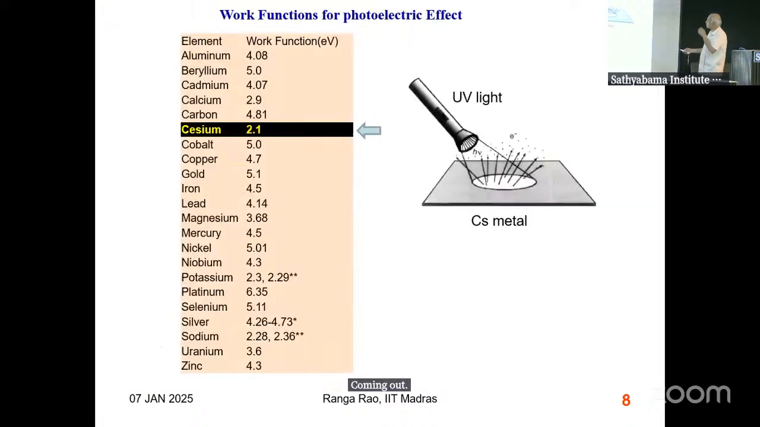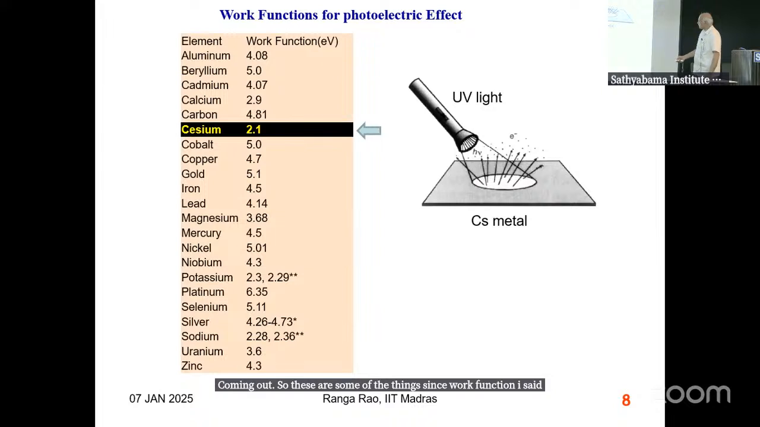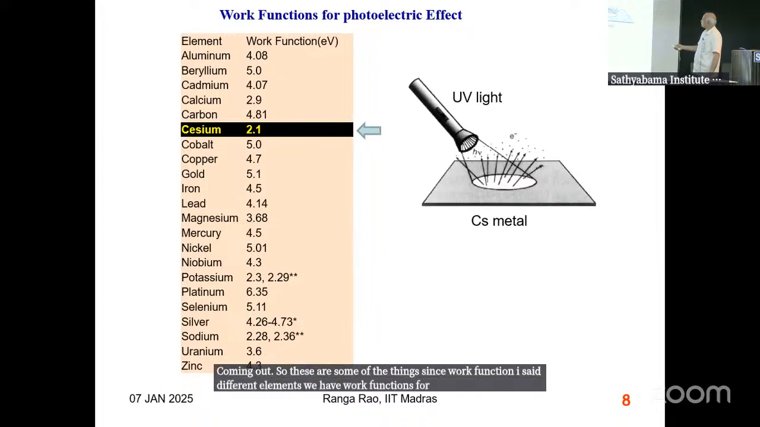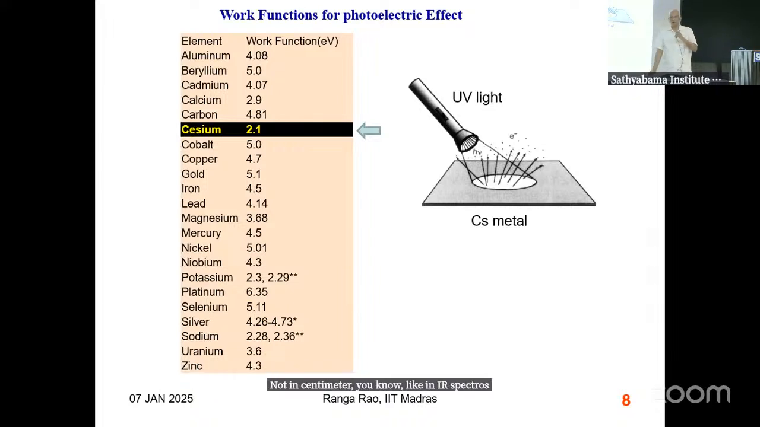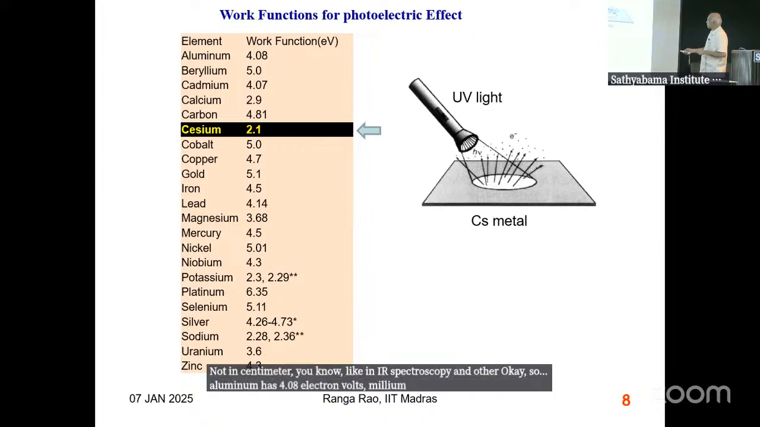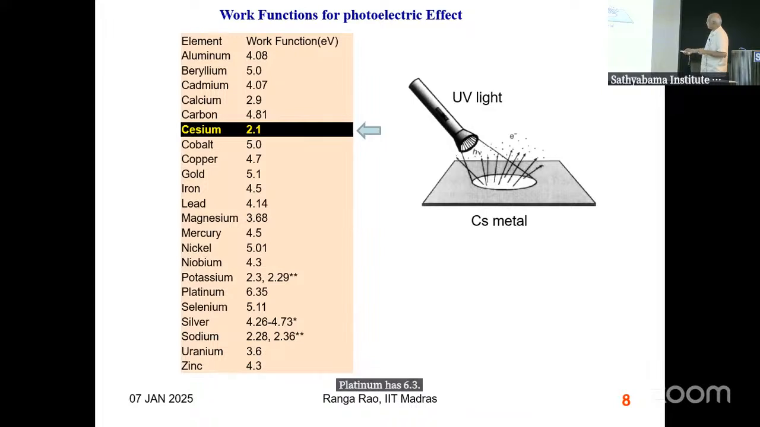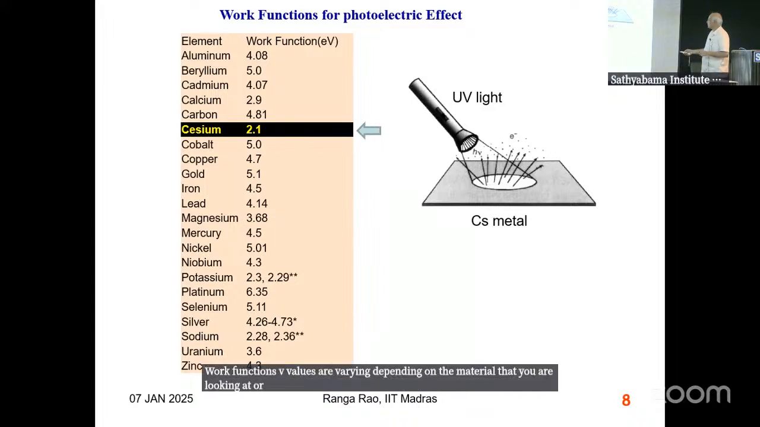So these are some of the things. Since I said different elements have different work functions, for example, aluminum has 4.08 electron volts. Normally in photoemission spectroscopy, energies are measured in electron volts, not in wave numbers like in IR spectroscopy and other spectroscopies. Okay. So aluminum has 4.08 electron volts, then beryllium, cadmium, and so on. Platinum has 6.3. So a variety of work function phi values are there, varying depending on the material or metal that you are looking at.